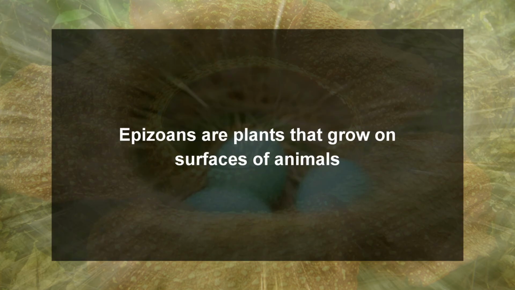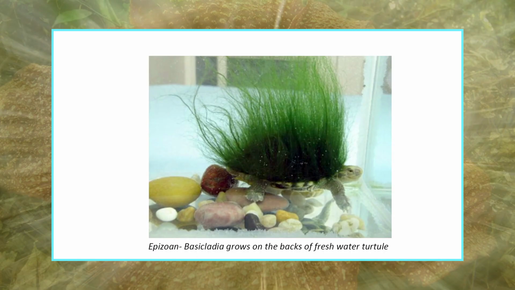Epizoans are plants that grow on the surfaces of animals. For example, some green algae grow on the long grooved hair of the sloth. Basicladia grows on the back of the freshwater turtle.